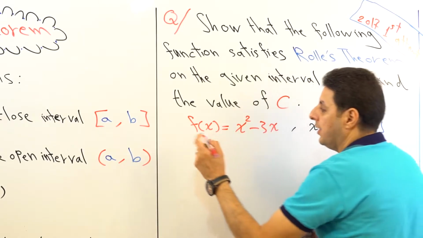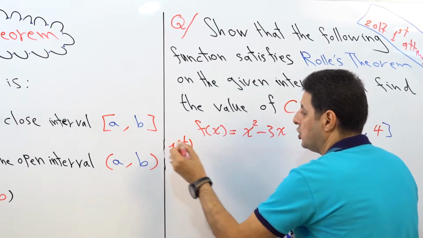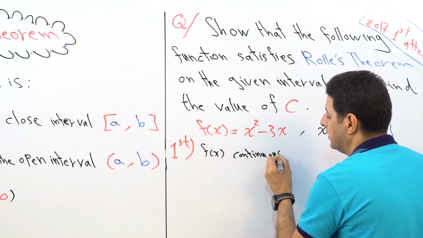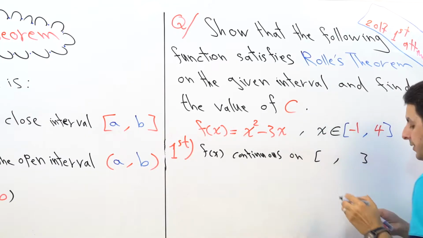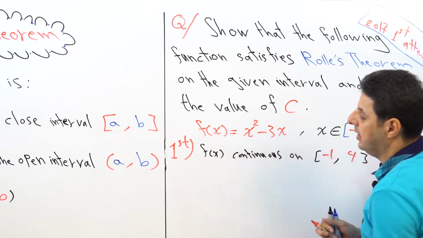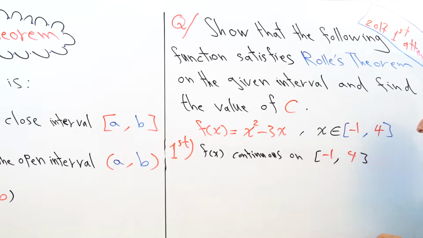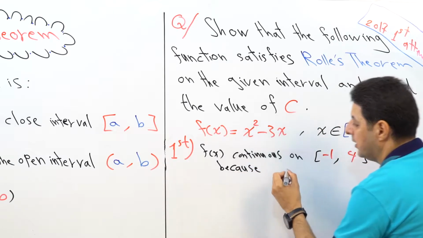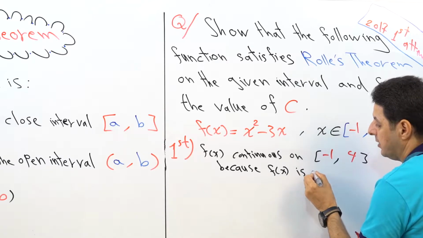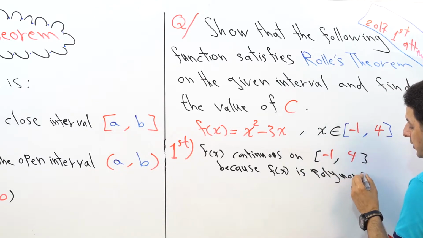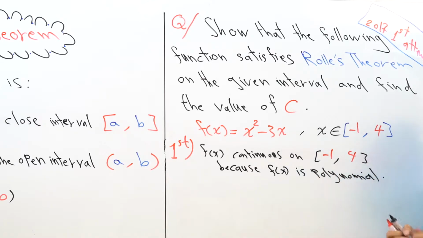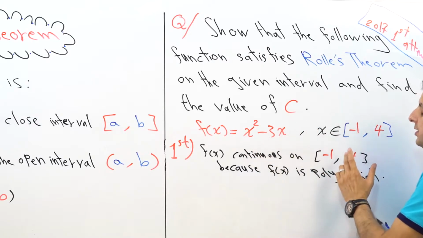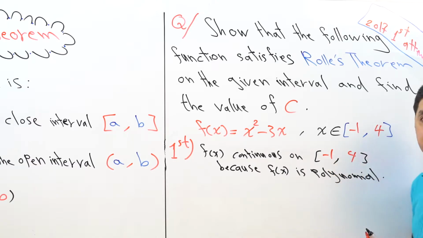Now we verify the three conditions. First condition: f of x is continuous on the closed interval -1 to 4, because the function f of x is a polynomial. As we learned before, a polynomial function is continuous on intervals.